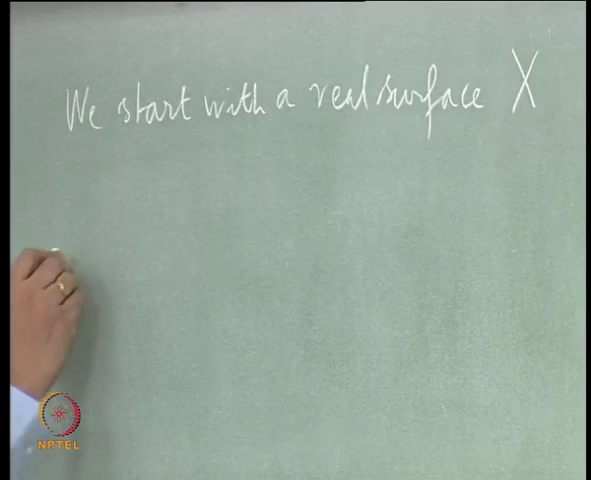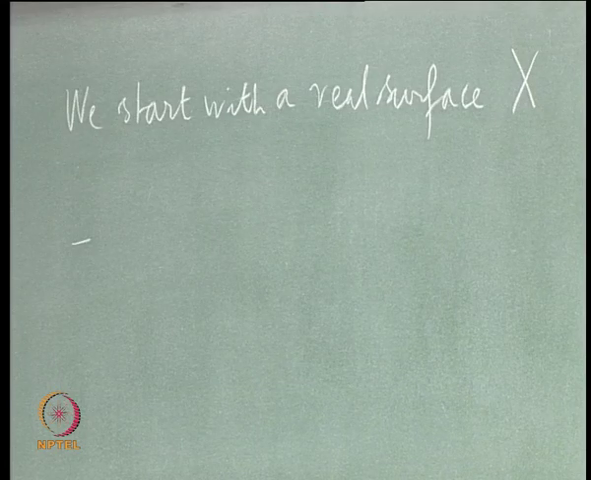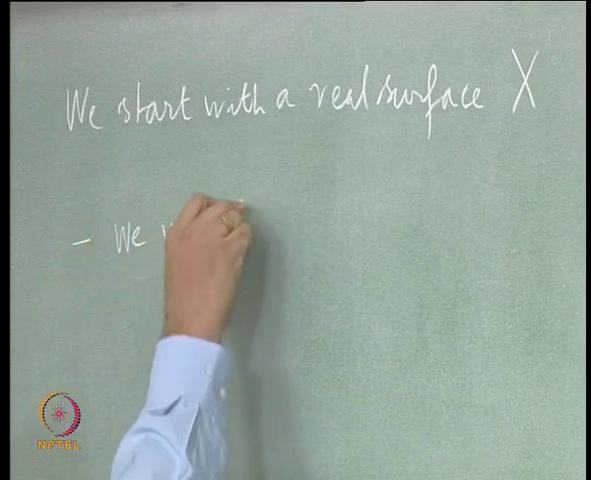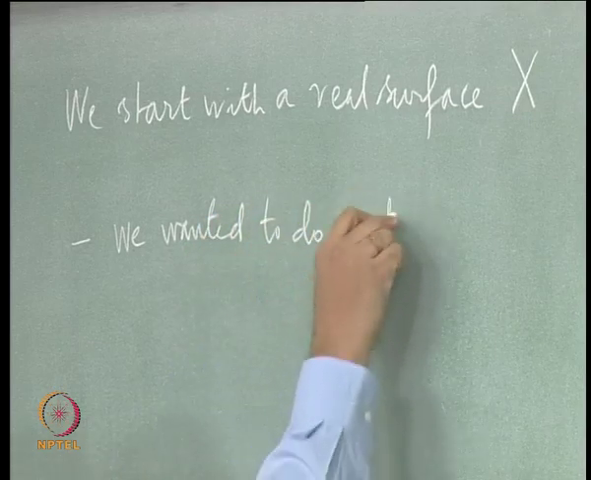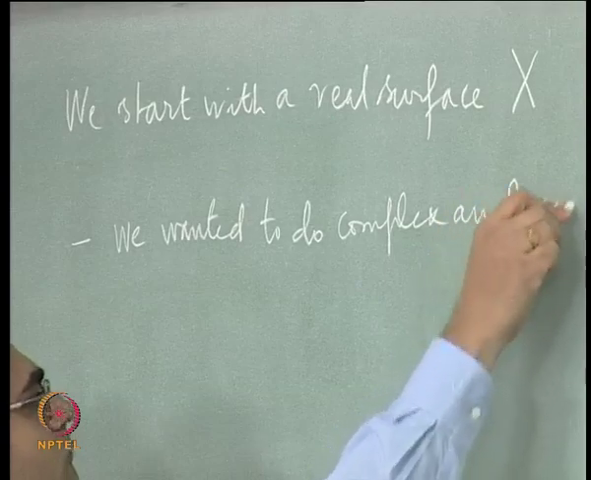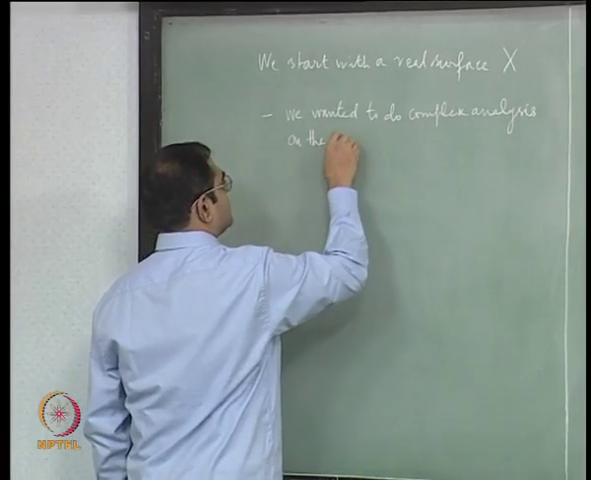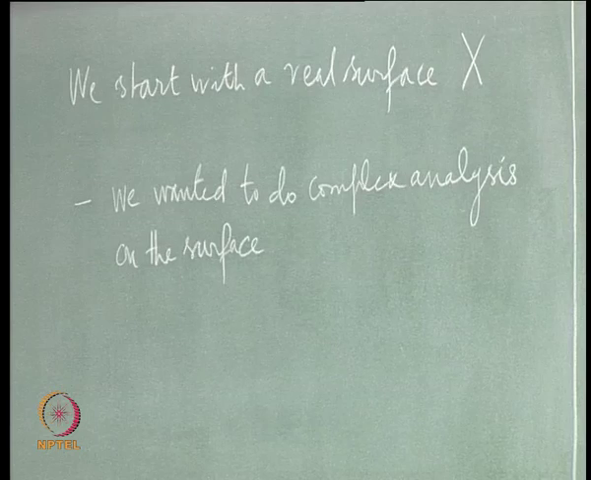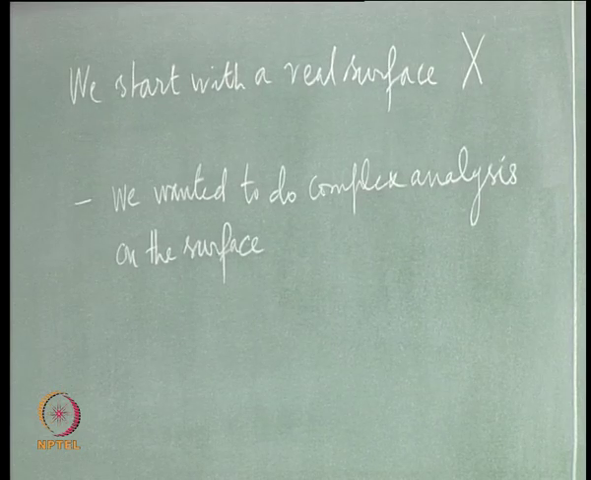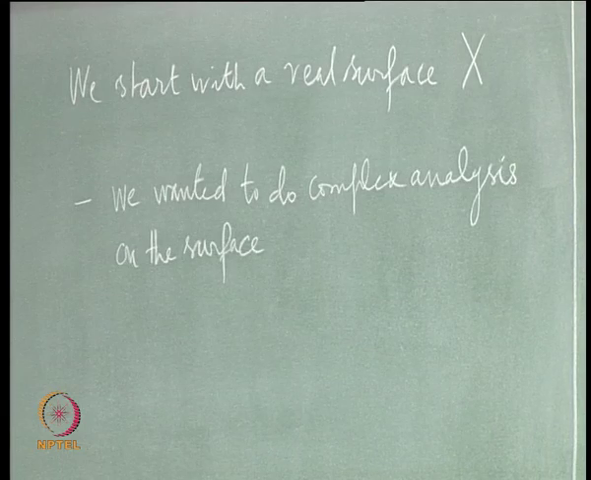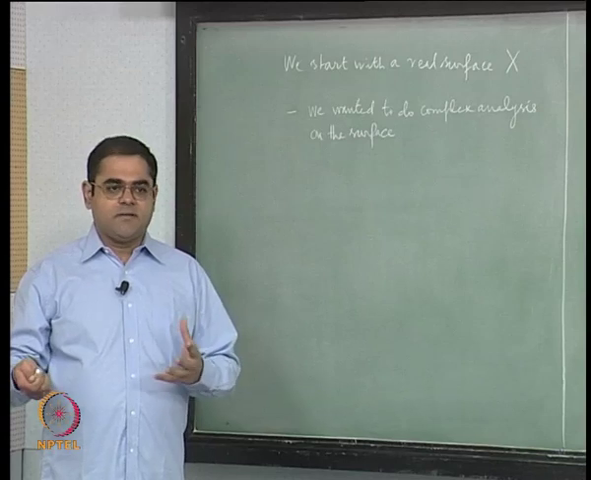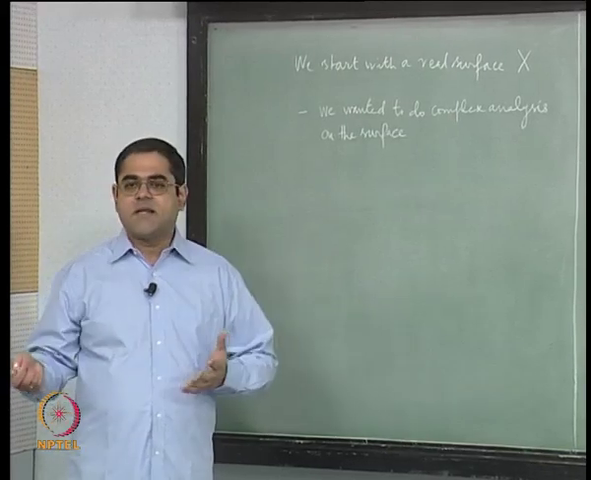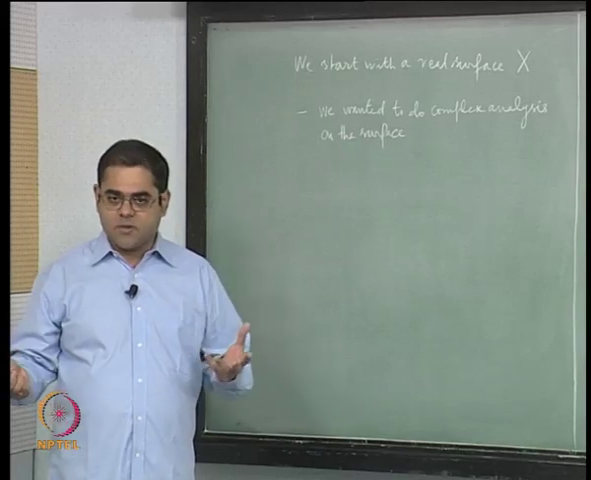And what is it that we wanted to do? We wanted to do complex analysis on the surface. That essentially was trying to do the following: if you are given an open set on the surface, and a function defined on it taking complex values, I would like to decide clearly when I can call this function holomorphic, because complex analysis is all about studying the properties of holomorphic functions or analytic functions.